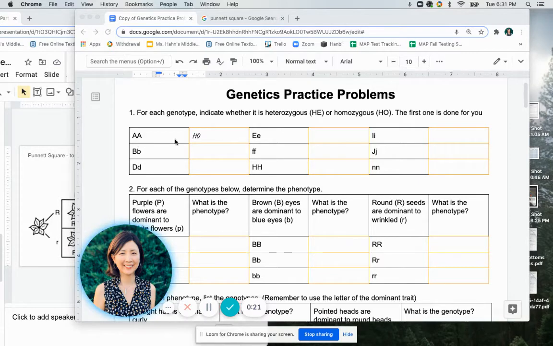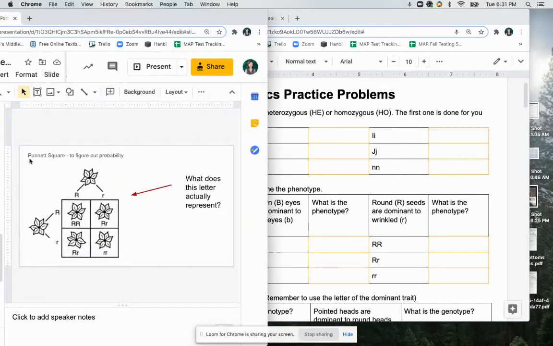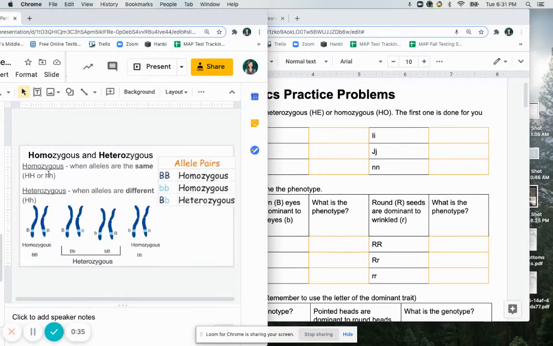Remember, hetero means that they're different, that one is dominant and one is recessive. And homozygous means that they're the same. They're either both dominant or they're both recessive. So if you remember this slide, homozygous, they have to be the same. Homo means the same. Hetero means they're different.